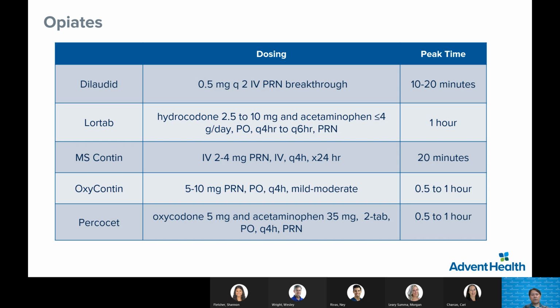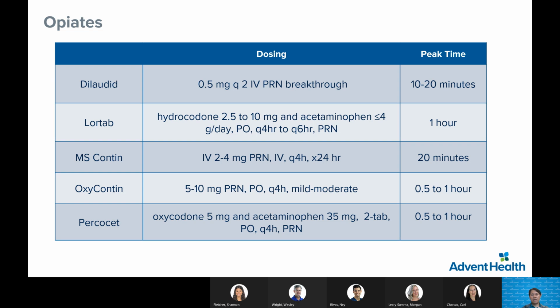All right. For our opioids or opiates, we have 5 particularly: Dilaudid, Lortab, MS-Contin, OxyContin, and Percocet. The dosing are different. We have Dilaudid, which is through IV. It's used for breakthrough. It is immediate. In 10 to 20 minutes, we could see the patient. Lortab, which is a combination of hydrocodone and acetaminophen, is per os, or by mouth. We could see the patient within an hour. So you could see the pattern right here. If you have medications that are given orally, we could see the patient within an hour.